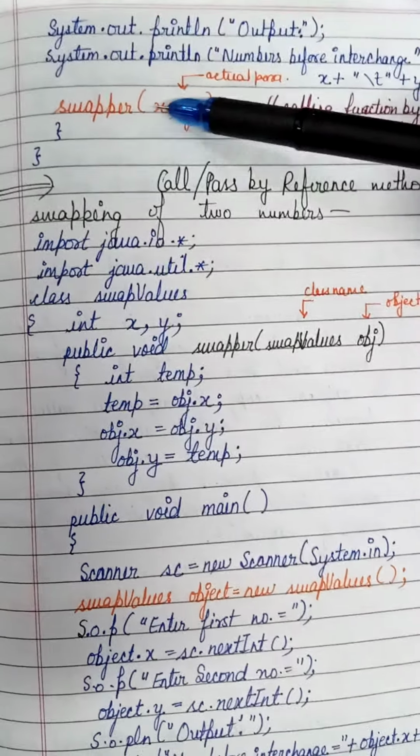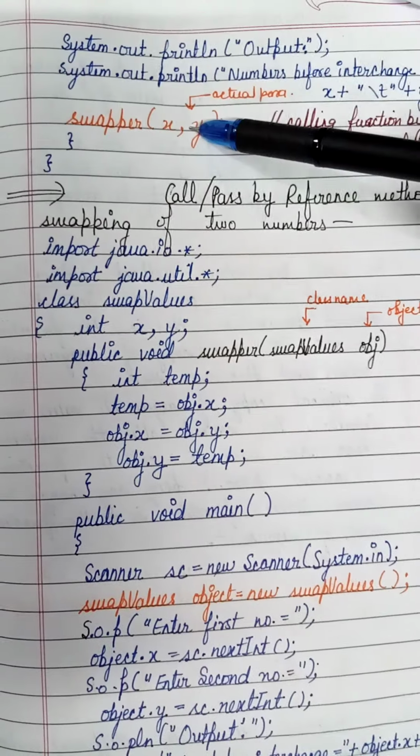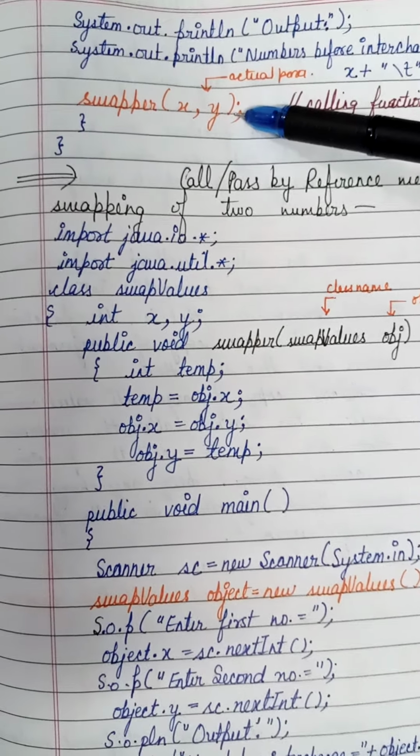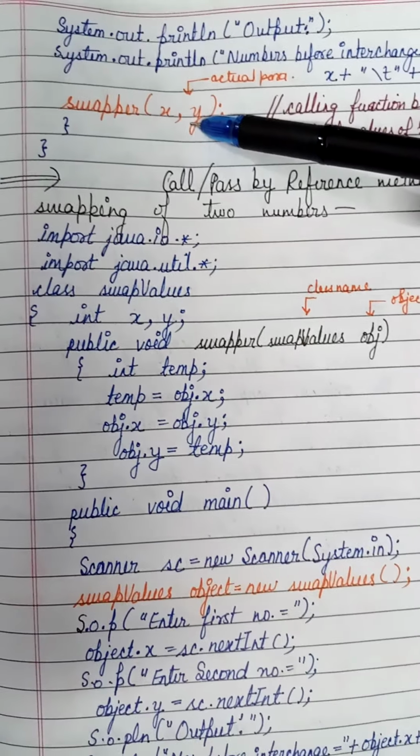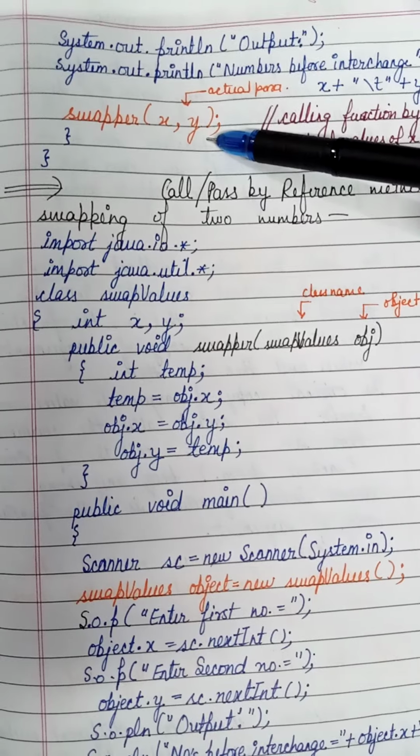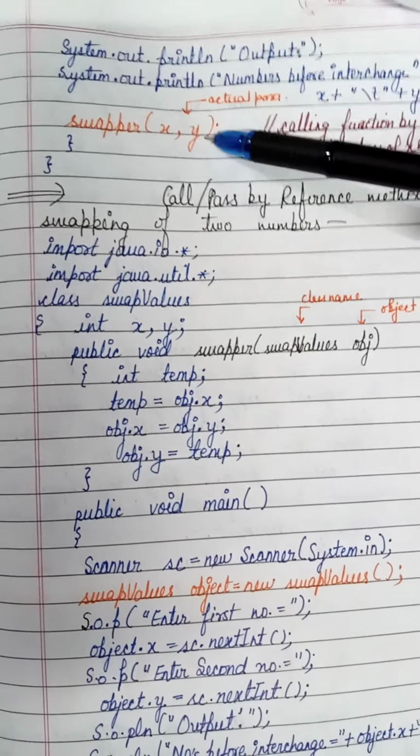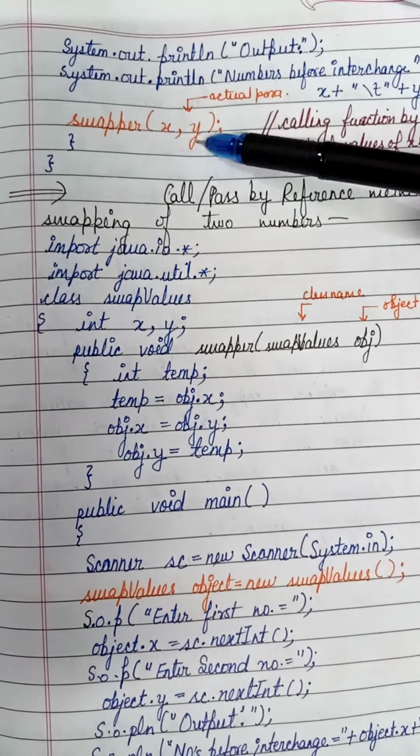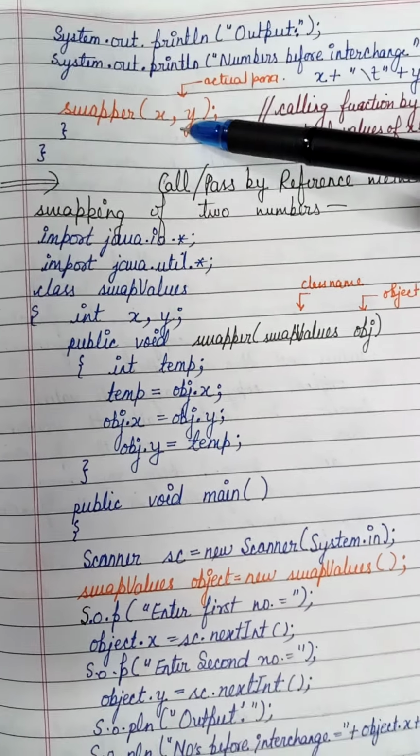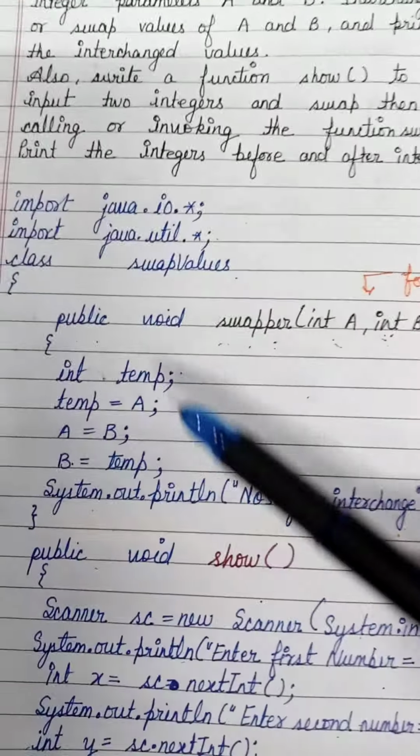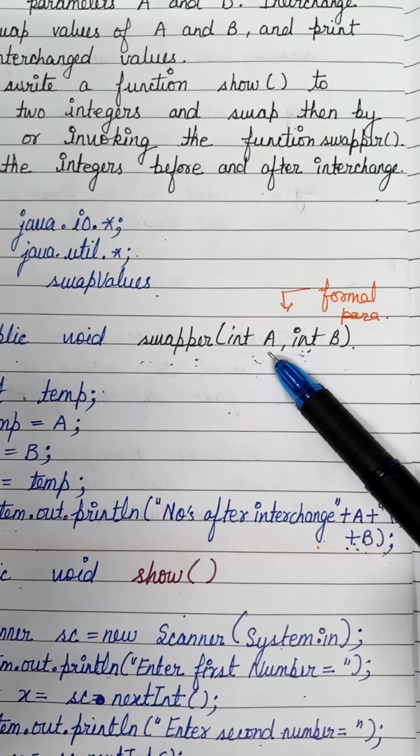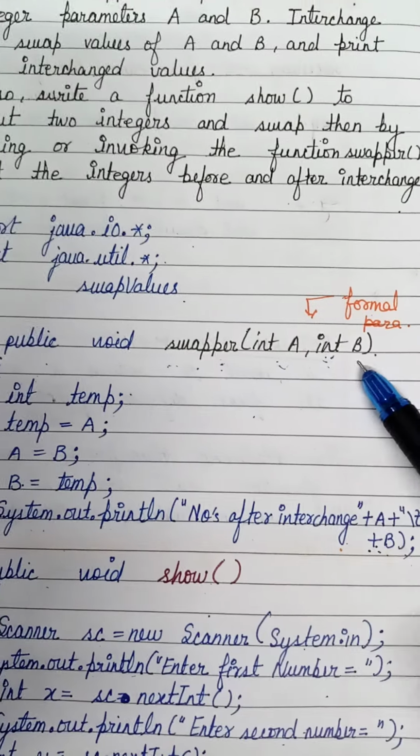Okay, so when this function call statement is encountered, the control goes back to the swapper function. This is the function calling statement, swapper x comma y. We are passing the value of x and y to the swapper function. From here control goes back to here. Then x will be received in A and y will be received in B.